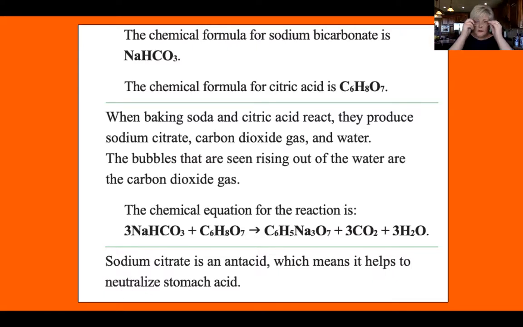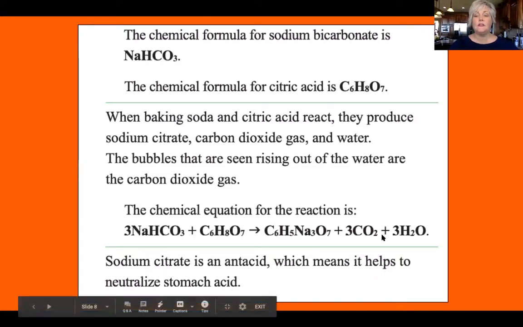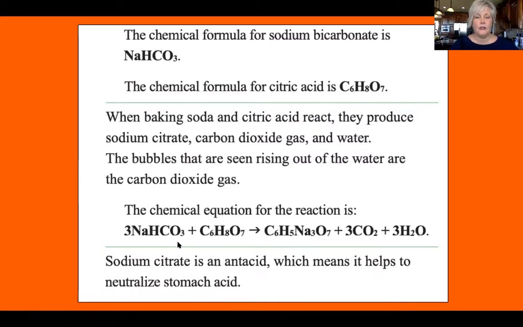So when the baking soda and the citric acid react, they produce 3 different substances: sodium citrate, carbon dioxide gas, and water. Okay, so remember we told you that one indication that a chemical reaction has taken place is when gas is released. That's this right here. So let me just talk to you really quickly about the formula down here. Let's talk about it, okay? So this is the sodium bicarbonate. That is what's called a reactant. Remember the things that are on the left side of the arrow, those are the reactants.